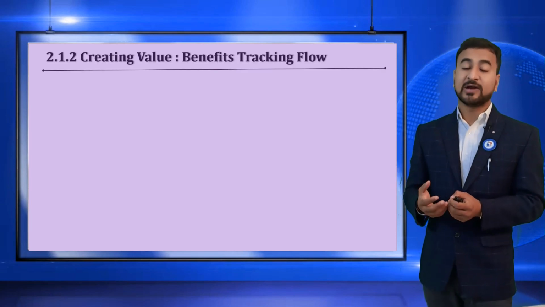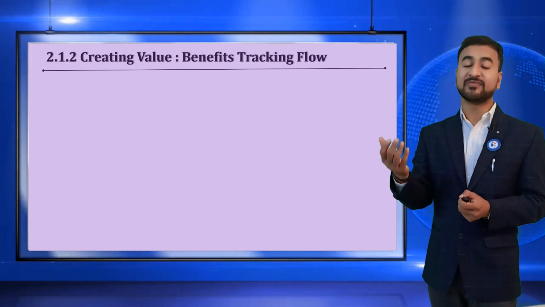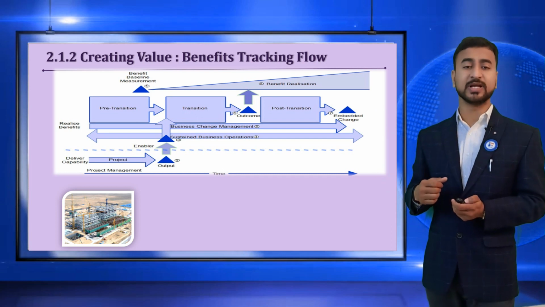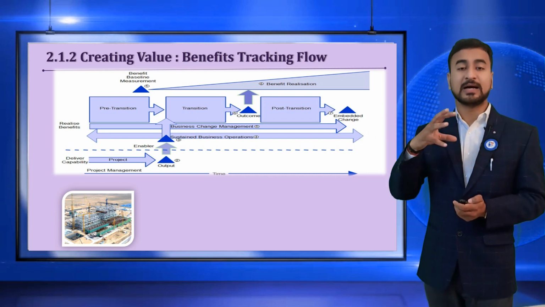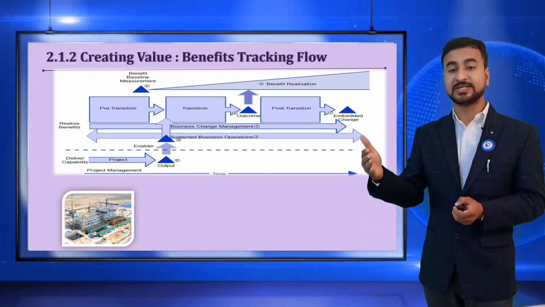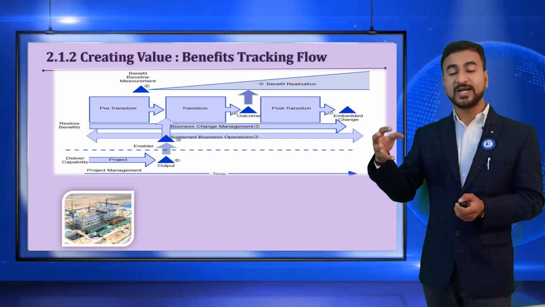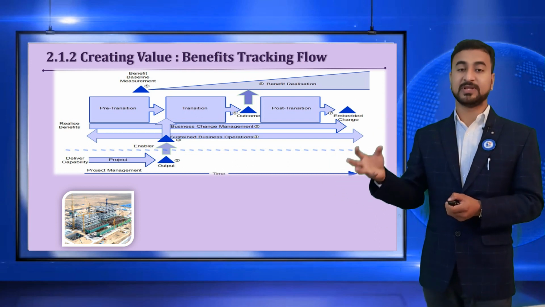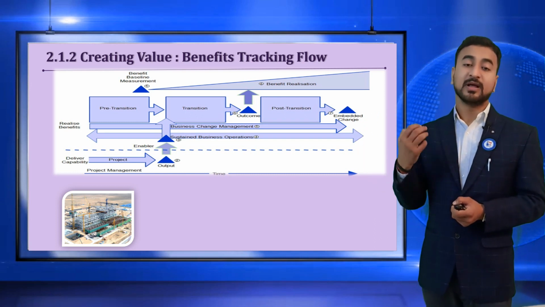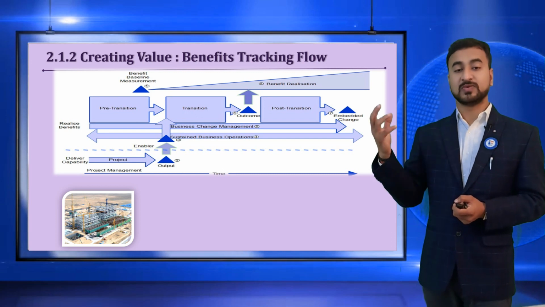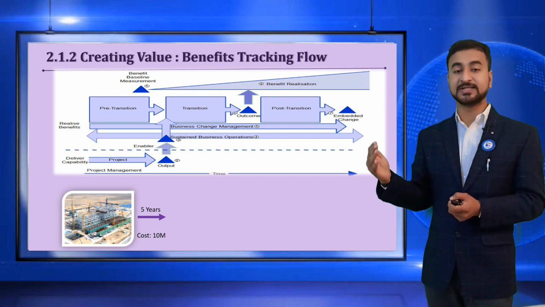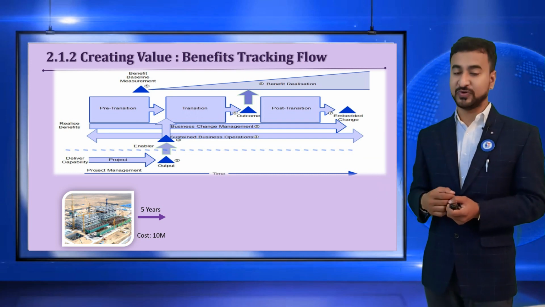Now we will detail out the benefit tracking that is interlinked with the information flow, how we track the benefits. As you see over here, the first part is before the project phase, in the pre-project, in the transition, and once you complete the project and hand over to the operations team, how the information flows. I will explain this diagram by the example of one thermal power station. There is a thermal power station which needs to be built during 5 years, and it requires 10 million US dollars.